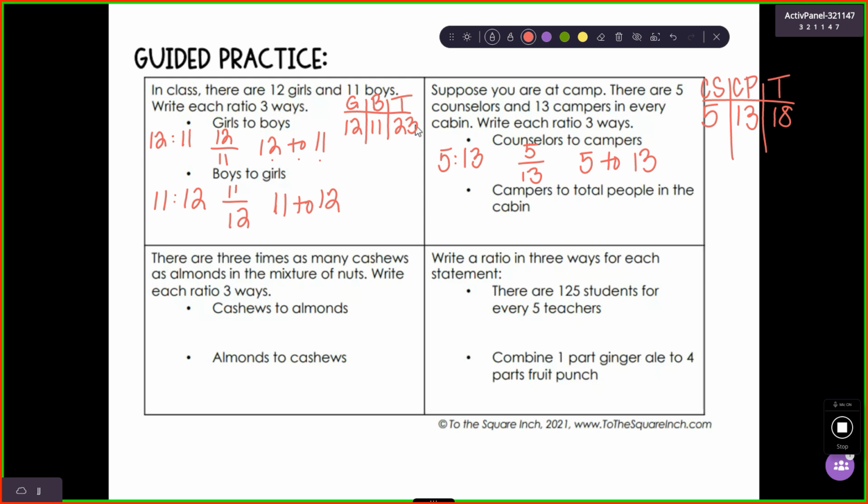All right. Campers to total. What's campers? Look back at my table. 13. You're still cool. Good job. 13. What's my total? 18. And then I need to write it as the fraction, which is the value of a ratio. The value of a ratio is a fraction. All right, 13 out of 18.